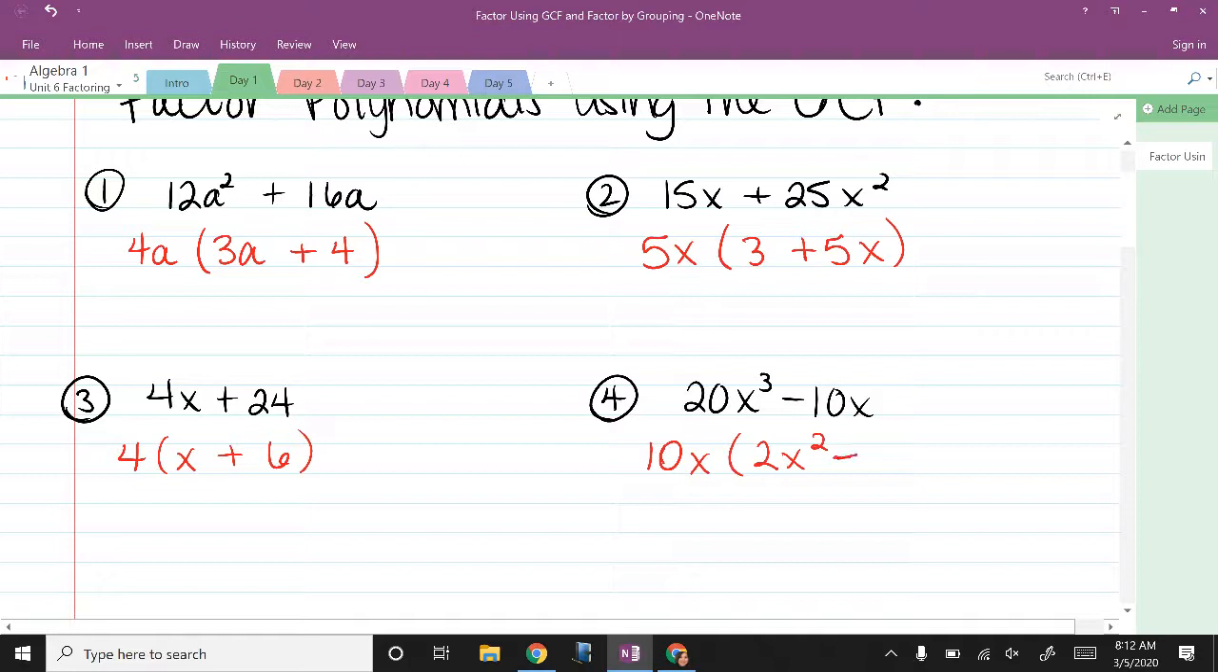What do you think? We don't even need... No, you don't need. So basically, what times 10x do I need to multiply with it to get negative 10x? Negative 1. So you can't just leave it empty. You have to have at least 1, right? And then you can check it by distributing. Is 10x times 2x squared 20x cubed? Yes. And 10x times negative 1 is negative 10x. So be careful with your signs as well.